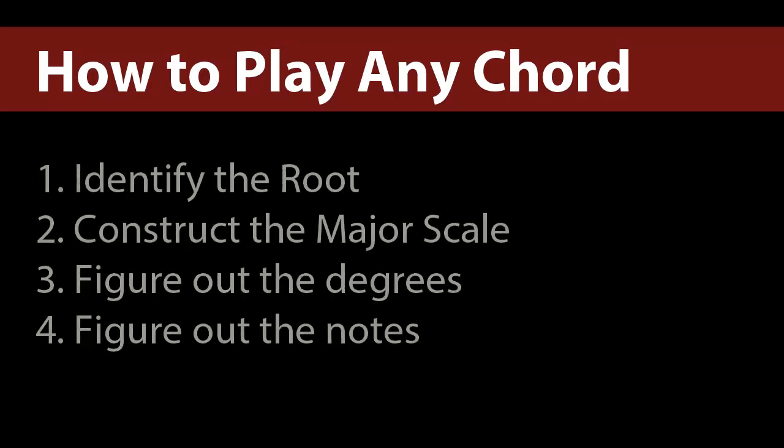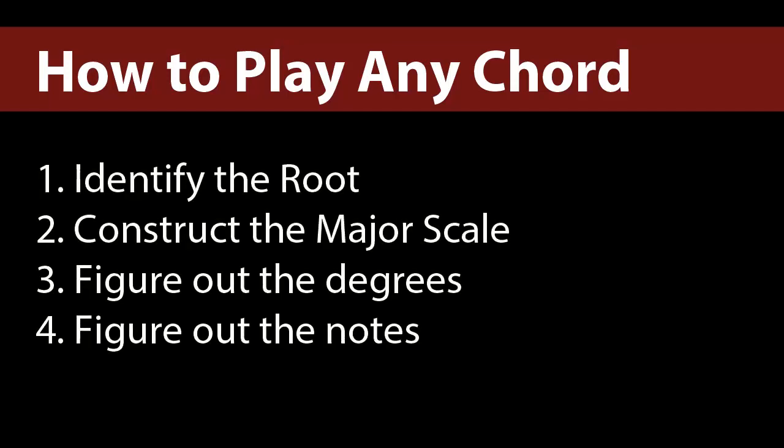In this lesson, I'm going to show you how, given a chord symbol, you can deduce which notes should actually be played. So for example, if you see the chord C major, you'd know that you'd have to play C, E, and G. We're going to cover all types of chords, from basic triads up to 13th chords, and the process is going to involve 4 simple steps.